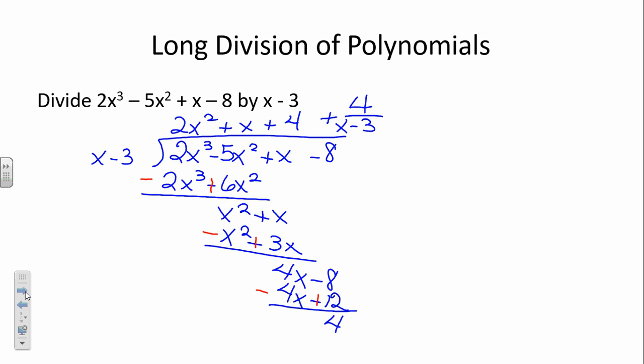Because we had a remainder, we know x minus 3 was not a factor. 3 is not a 0, right? But we end up with the polynomial function.